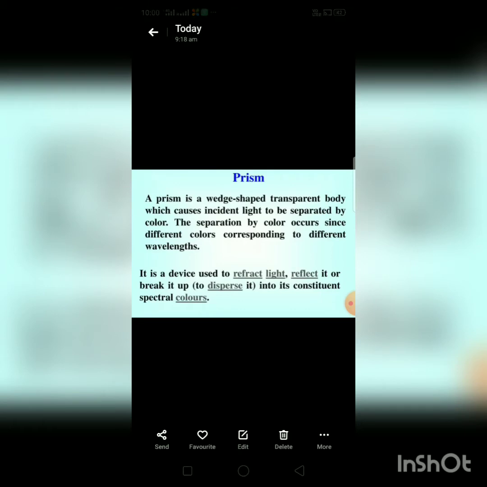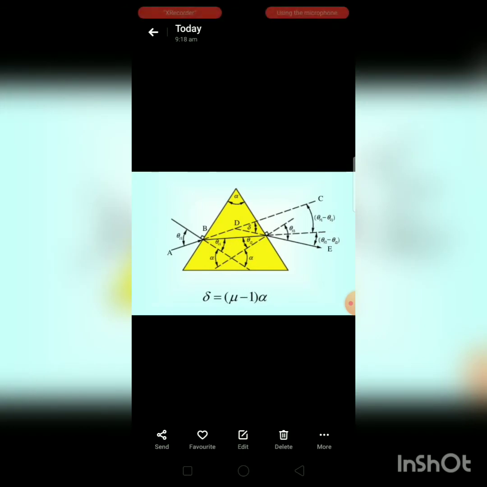A prism is a wedge shaped transparent body which causes the incident light to separate by color. When light is passed, you observe different colors having different wavelengths. Separation by color occurs since the different colors correspond to different wavelengths. It is a device used to refract light, reflect it or break it up. That is called dispersion. The main property of a prism is that it disperses light into spectral colors.